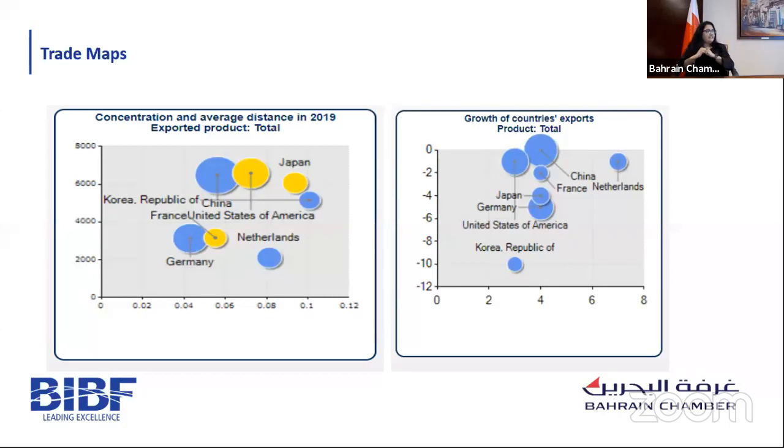Trade Map: ITC, the International Trade Centre, has trade map analysis. This is the most recent one, which I have gathered from the ITC's website. When you go to ITC, you have a lot of information about potential export markets and where you can export your products. This is a snapshot of Bahrain's exports in the year 2019: which countries Bahrain has exported to, and what the prime products are that Bahrain is exporting. You have all this information available in the trade map.